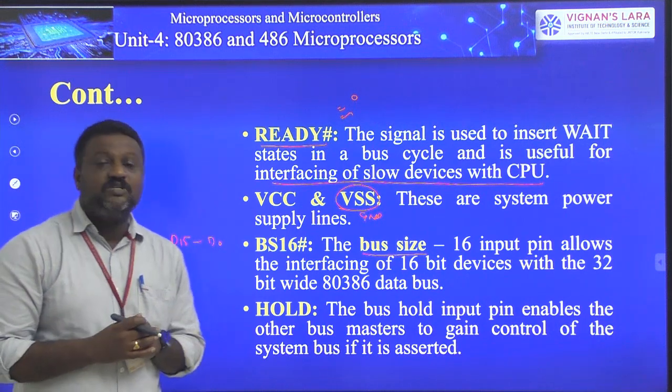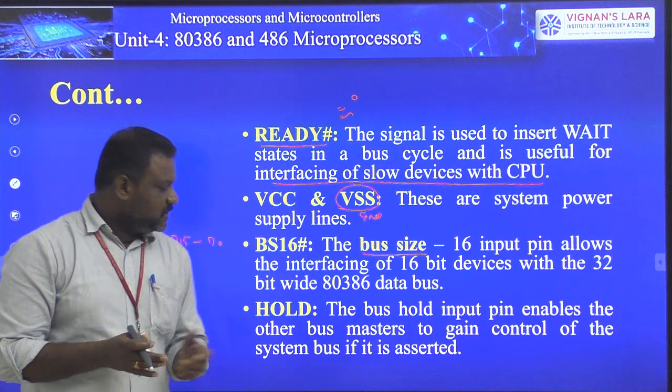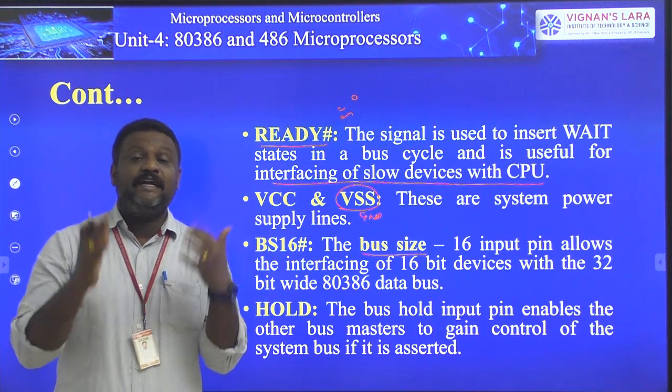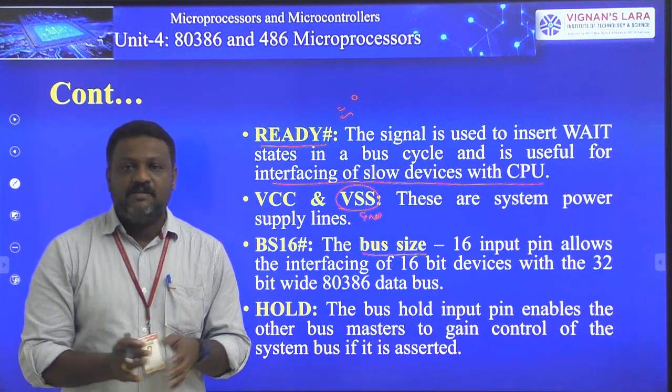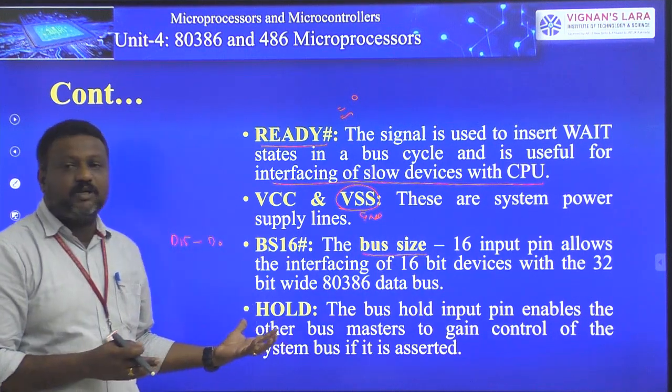And next one is the hold signal. This signal generally comes under bus arbitration. This hold signal is used for DMA operation. Whenever a DMA controller wants the system bus from your 80386, what that DMA controller does is, it will issue a hold request.